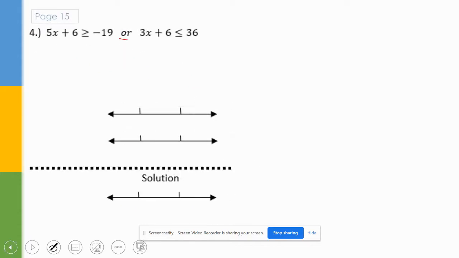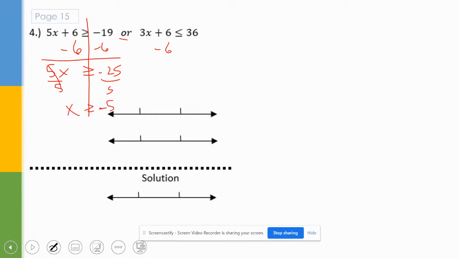Okay, number 4, this is also an or. So I'm going to solve both equations first, or both inequalities first. Divide by 5, divide by 5. There's my first one. I'm solving kind of fast, so slow it down and pause it if you need to. So x is less than or equal to 10.